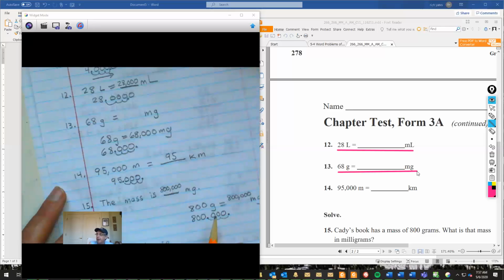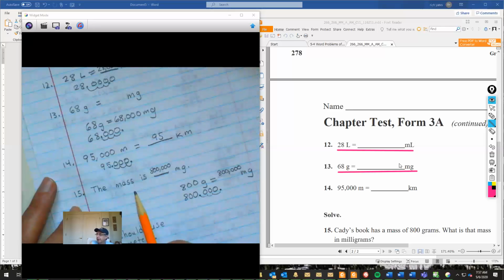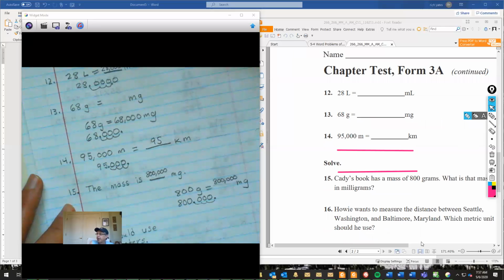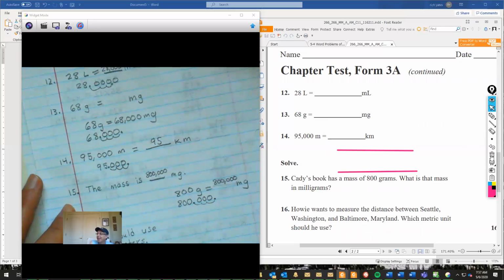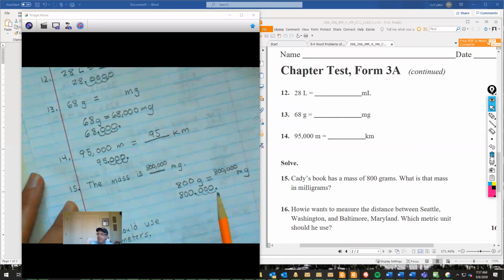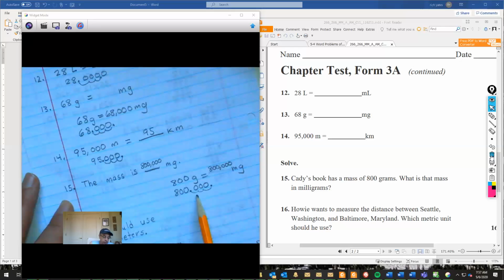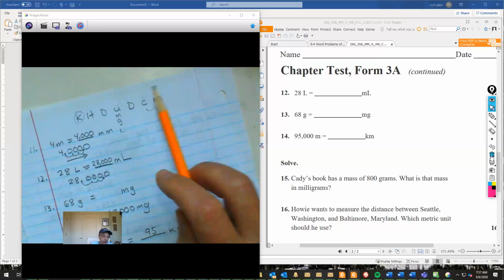For here, I said that this is a word problem, so I'm going to take a look at what the words are going to be. Katie's book has a mass of 800 grams. What is that mass in milligrams? So we're basically doing some conversion, and we're going to be adding an answer sentence. The mass is, and you can say the book's mass, that's fine too. I move the decimal over from grams, 1, 2, 3 spaces to the right to milligrams. Because remember, we're doing it up here.